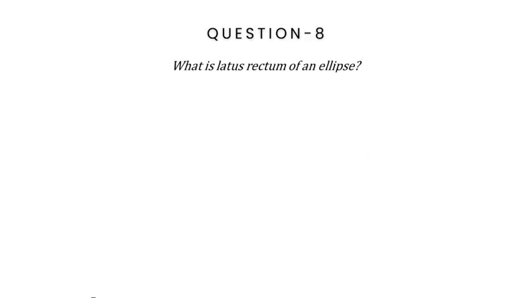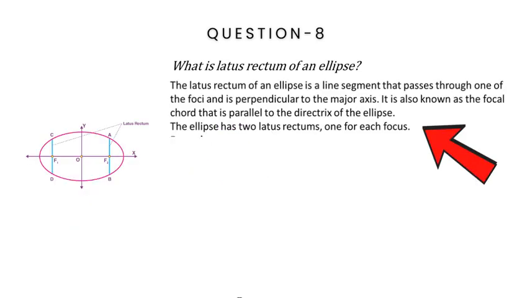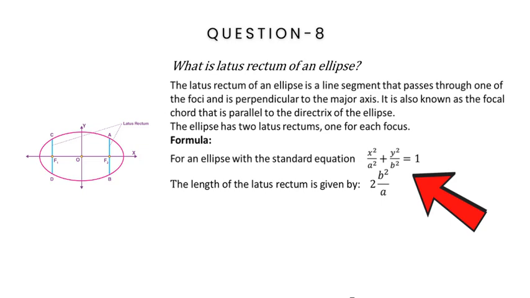The eighth question is, what is the latus rectum of an ellipse? The latus rectum of an ellipse is a line segment that passes through one of the foci and is perpendicular to the major axis. It is also known as the focal chord that is parallel to the directrix of the ellipse. The ellipse has two latus rectums, one for each focus. For an ellipse with the standard equation x square by a square plus y square by b square equals 1, the length of the latus rectum is given by 2 times b square by a.